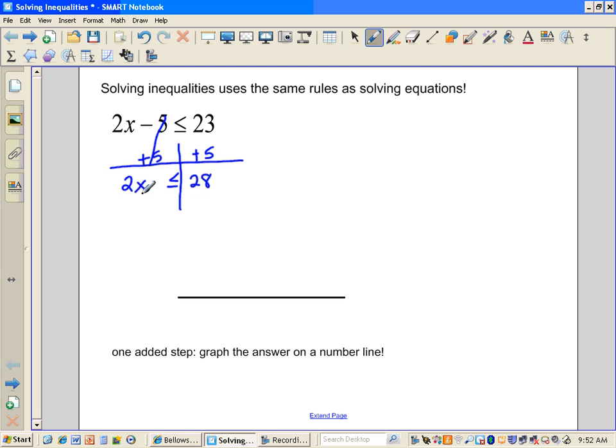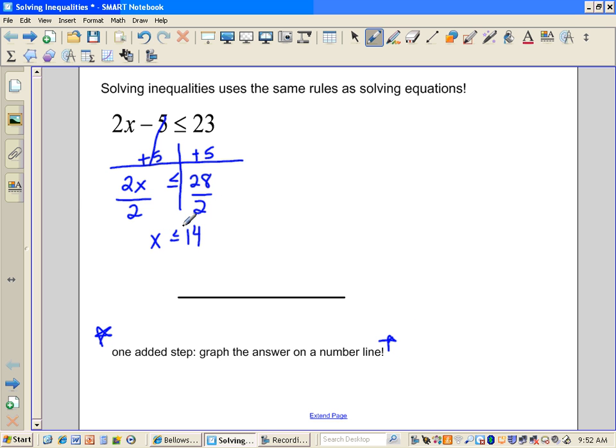The 2 and the x are being multiplied. The opposite of multiplication is division. Divide by 2. x is less than or equal to 28 divided by 2, which is 14. The one added step, you can see it down here, star, star, okay? The one added step is you have to graph the answer on a number line.